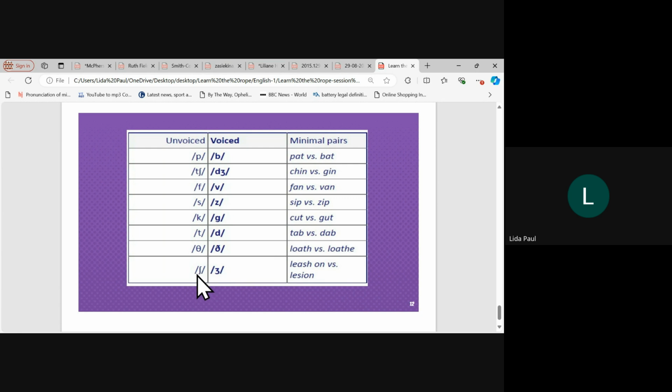Last one again, palatal sh and zh. Sh, as in ship, is the voiceless sound, and in lesion or leisure or pleasure, zh is the voiced sound. Okay? Excuse me, ma'am. Yes.